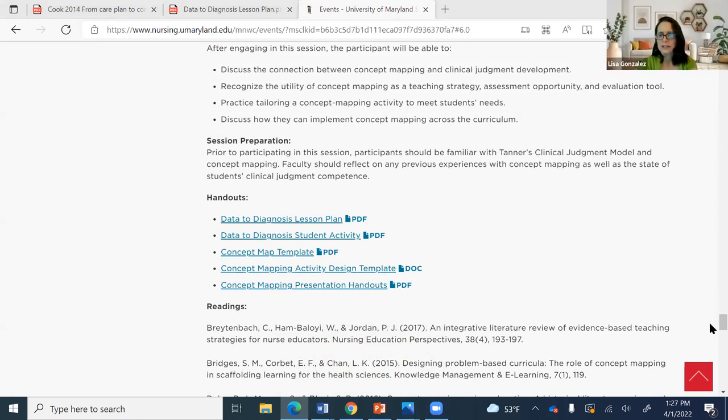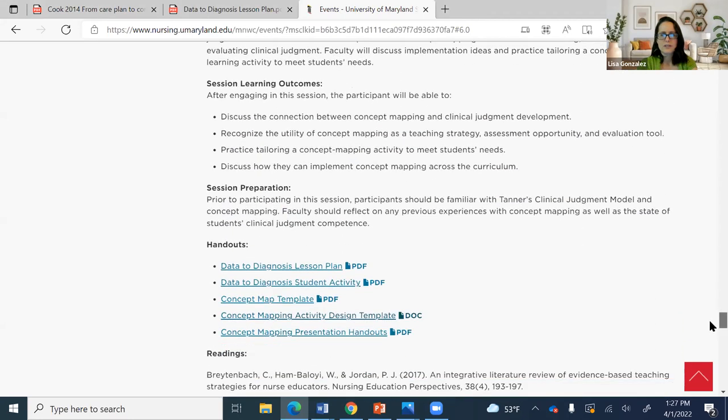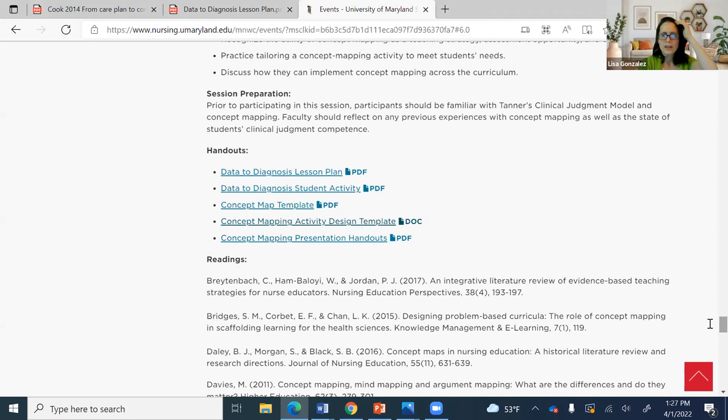All right, so if you click there, then there is the description, learning outcomes, and the handout. The lesson plan that I showed you guys is there, the concept mapping student activity, how we do it, and the template. I think I have two templates there. One of them was a learning activity that you could do to design a concept mapping activity, like a guide to help design one. And the last one is the concept mapping presentation handouts.